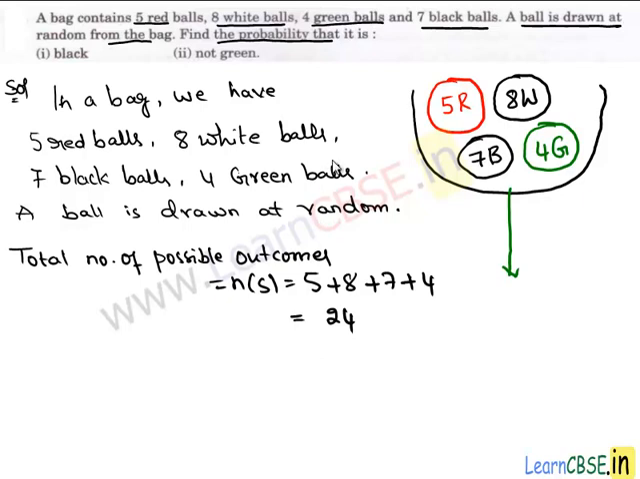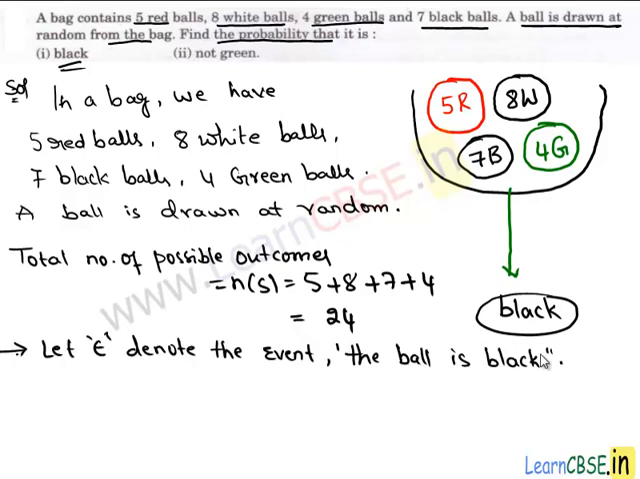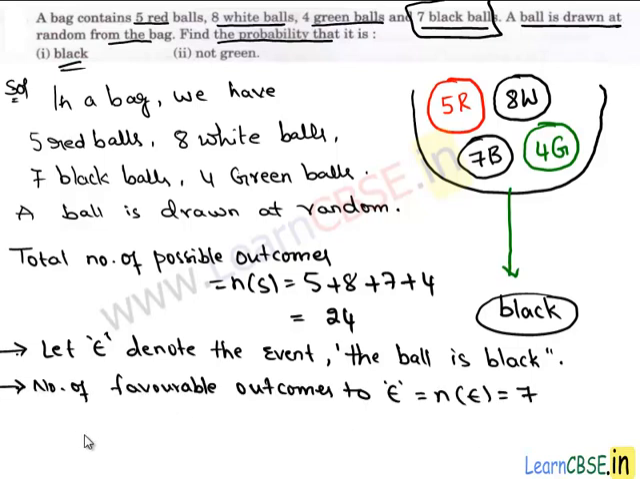And here we are supposed to find the probability that the drawn ball is black color. So if we take E as the event that the ball is black, then we can find the probability. The total number of favorable cases to our event E is 7, since we have 7 black balls in the box. So the number of favorable outcomes to event E is 7.